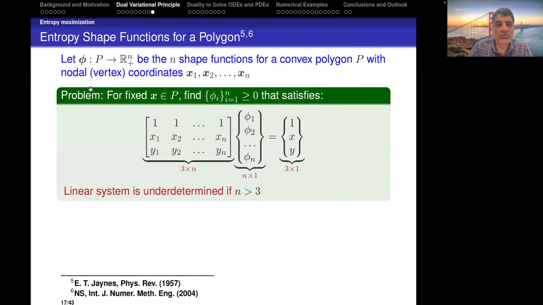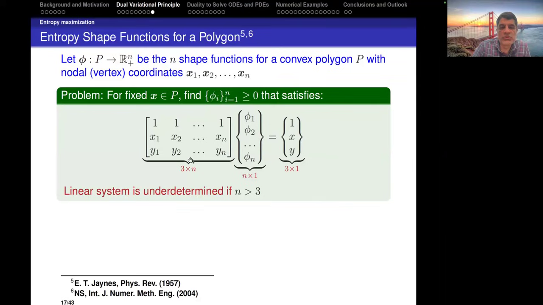So the problem is posed for fixed x belonging to my polygon: I want to find these values that satisfy, they should sum to 1, so they form what is called a partition of unity. Then their linear combination, phi1 x1 plus phi2 x2, should reproduce the function x, and the same thing for y. So this ensures that these form a basis, so they can reproduce 1, x, and y, as do finite elements.